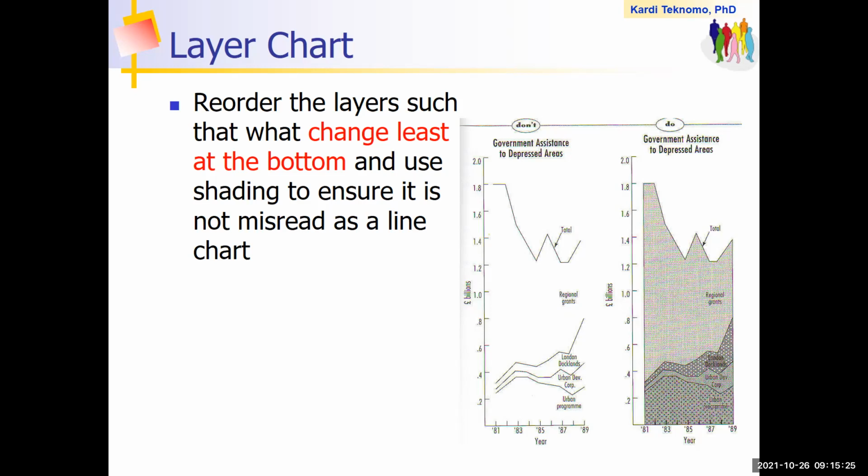Sometimes you need to reorder the chart, the layer, so that the one with the least change is at the bottom. Why? This is to ensure that people will not misread the line. So you can add shading there. The one that has the least change, you put at the bottom.